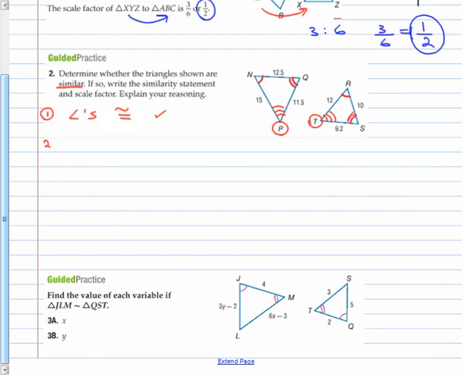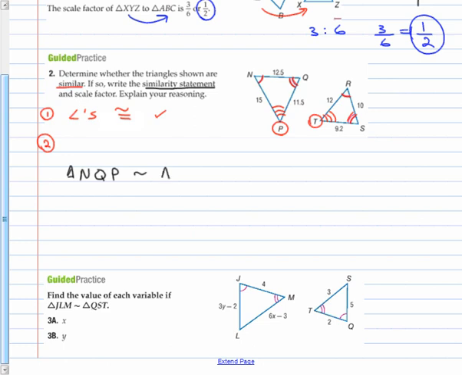Condition number 2 is all the corresponding sides must be proportional. Now I want to write a potential similarity statement in triangle NQP. If I go in that order, NQP, we are going to see if it's similar.